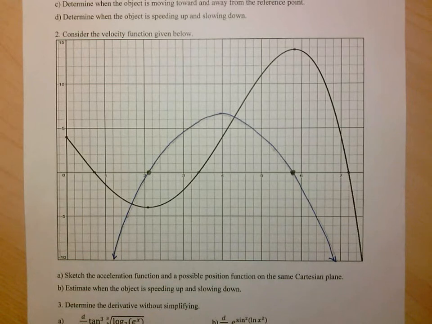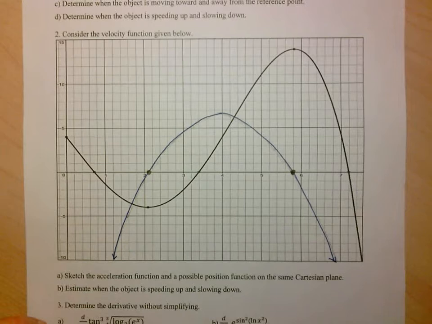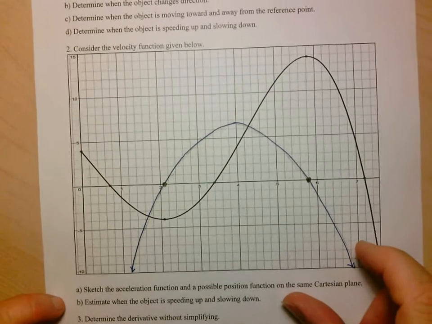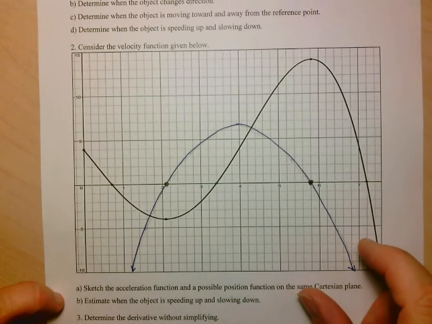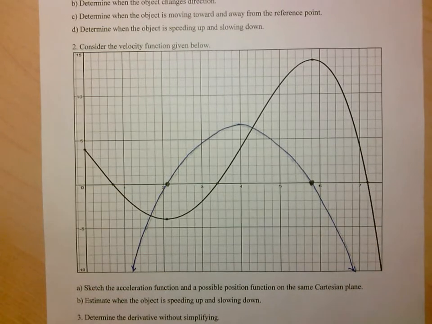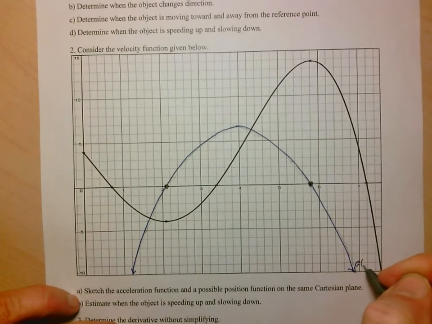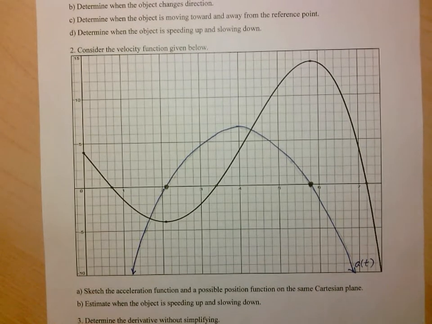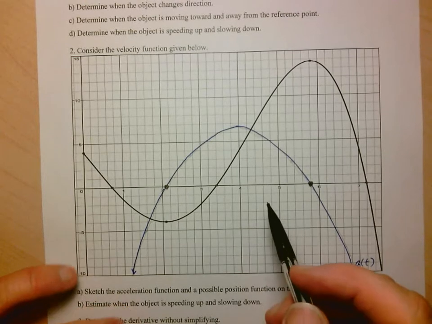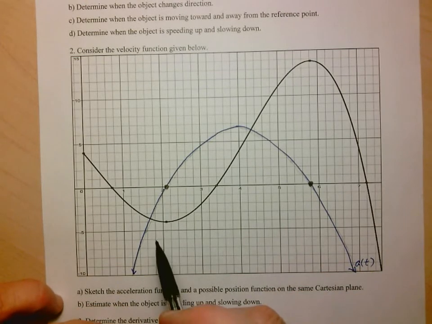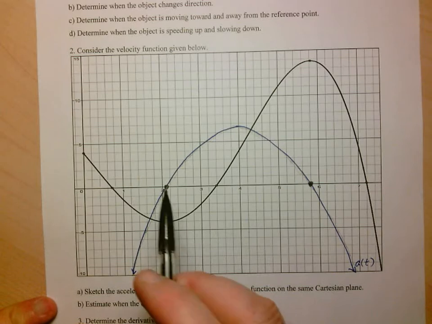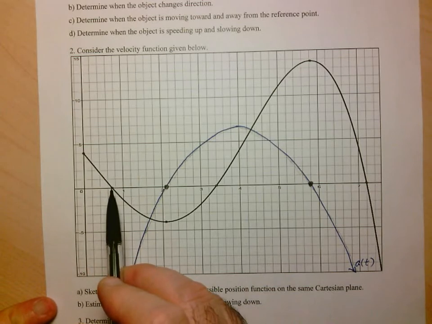So in order to graph a possible position function, in other words, to go backwards here, now we're going to have a different starting point. What I want to look for is where my derivative, so let's be clear that this represents a at t, the derivative of the velocity function, is equal to 0. The first time it's equal to 0 is over there.